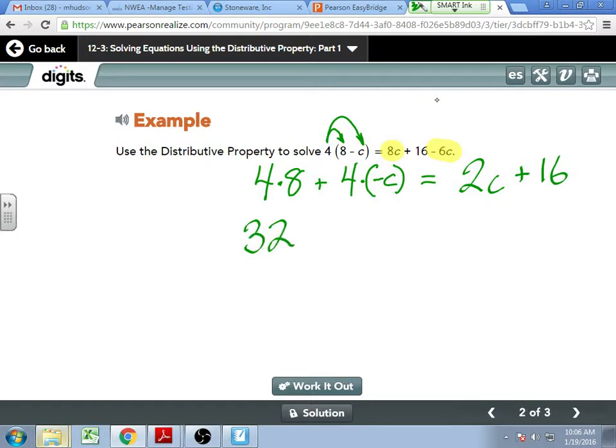32 plus a negative value. Well, I will just go ahead and rewrite that: minus 4C equals 2C plus 16. Now we're in that situation. I've got a variable on both sides. I've got a constant on both sides. I need to choose what side is going to hold which.